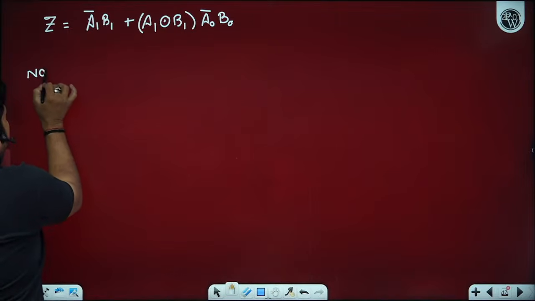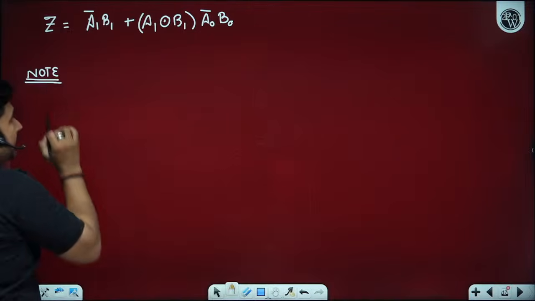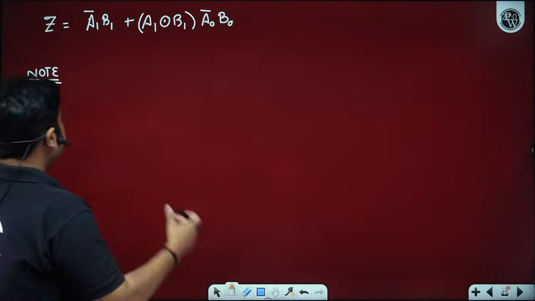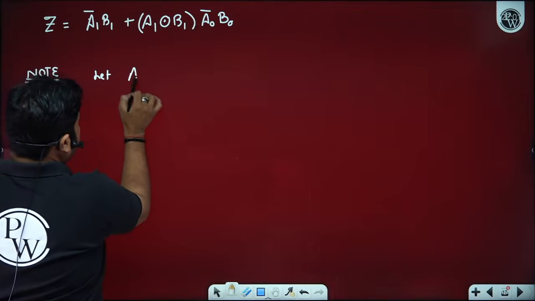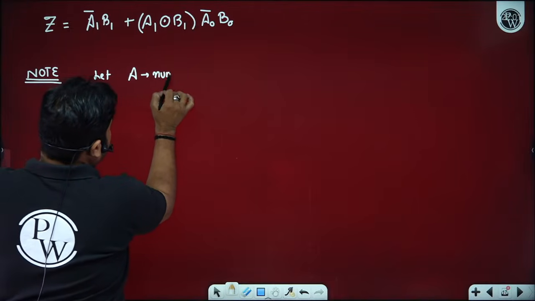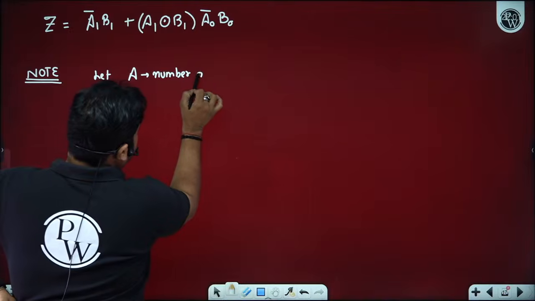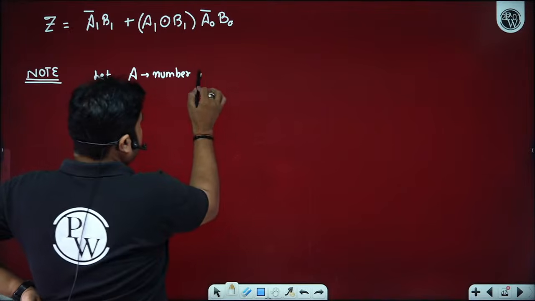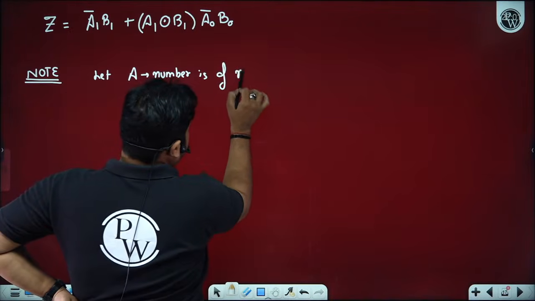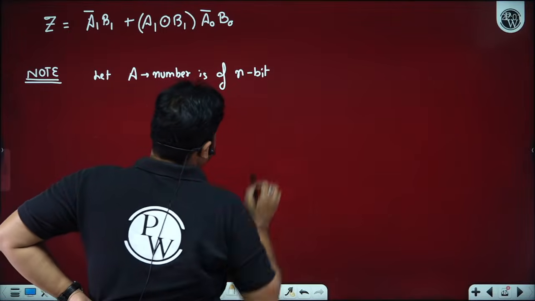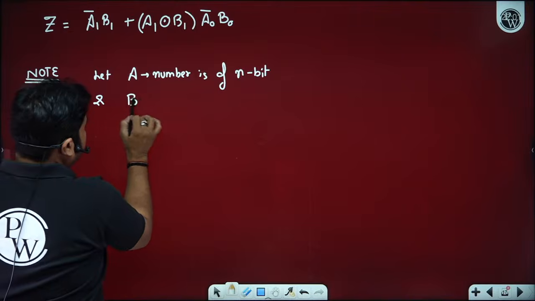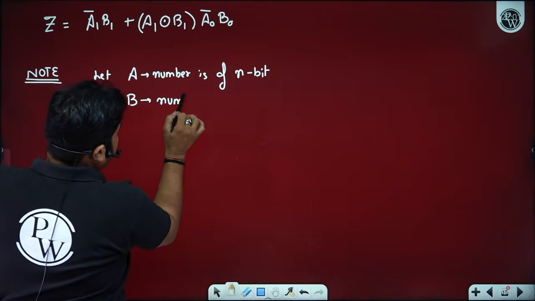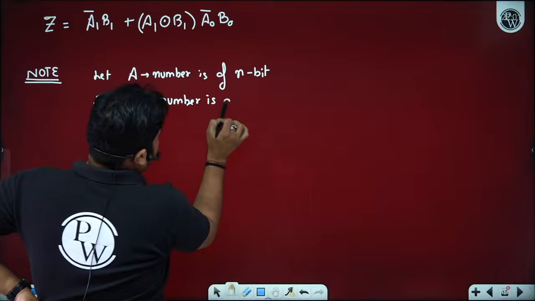One very important note point. Please observe. Let A number be of n bit and B number be of n bit.